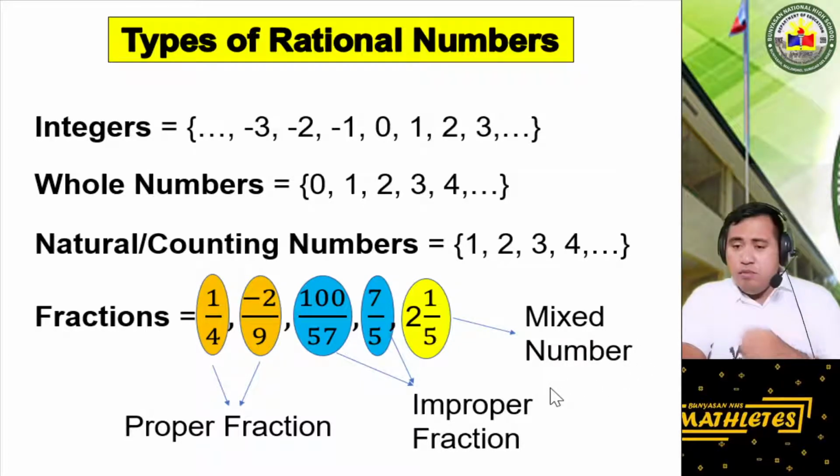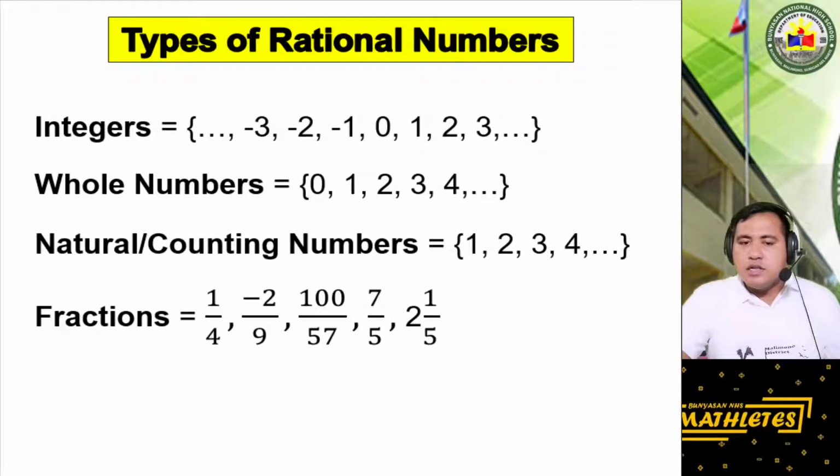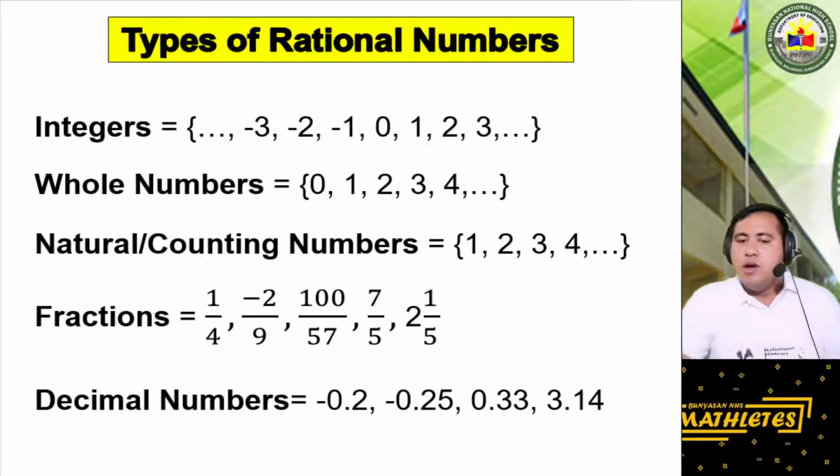Next is the mixed number. A mixed number is a combination of a whole number and a proper fraction. For example, 2 and 1/5. The whole number is 2 and the proper fraction is 1/5. Those are mixed numbers. Another type of rational numbers is decimal numbers.